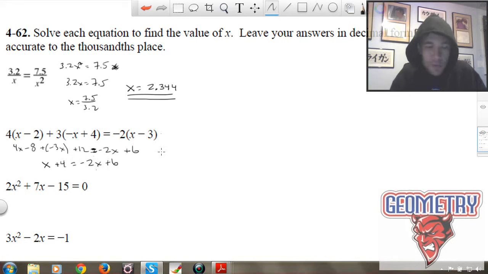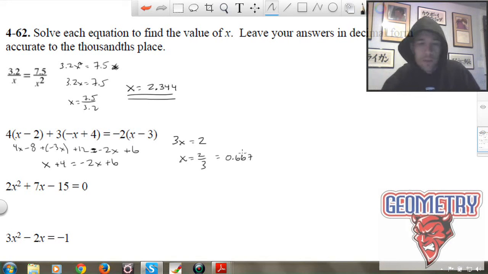But personal preference here, doesn't matter if we want to move the variables to the left side or the right side. I'm going to move the x's to the left and the numbers to the right. So I'm going to add 2x to the left side. So that becomes 3x. I'm going to subtract 4 to the other side, which becomes 2. So x equals 2/3. If we want to turn that into a decimal, that's 0.6 repeating, rather, it's like 0.667 to round how they want it.